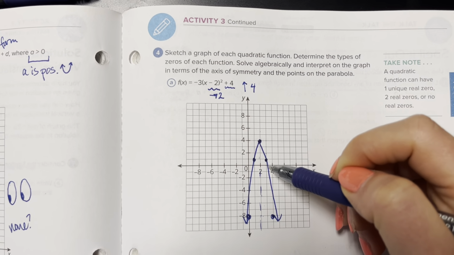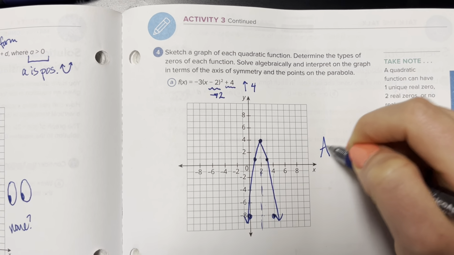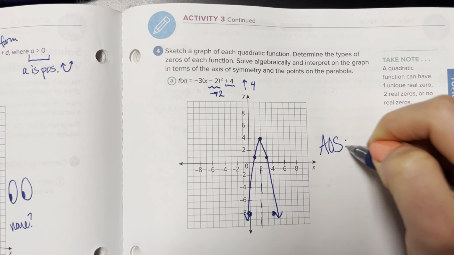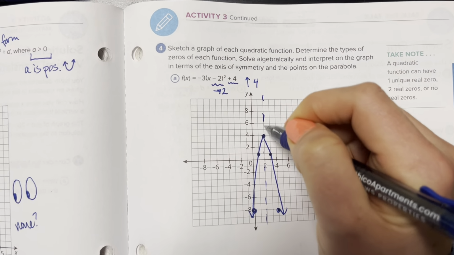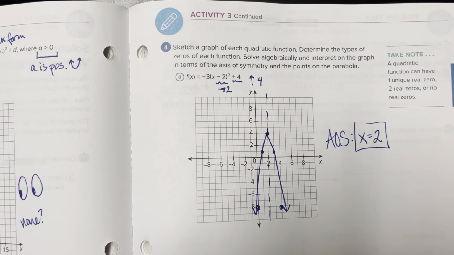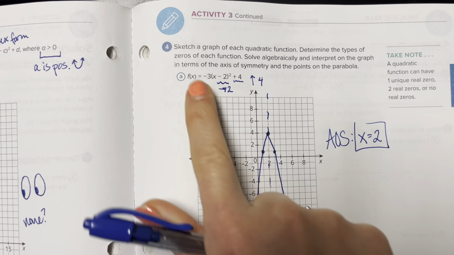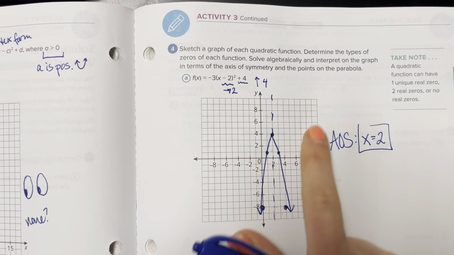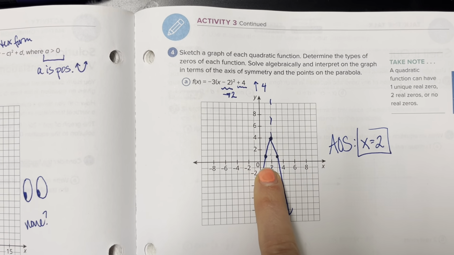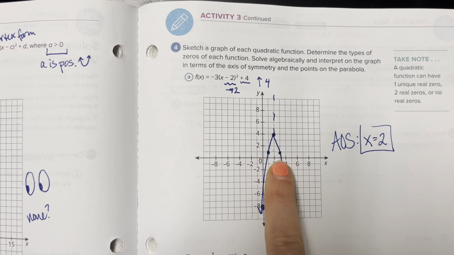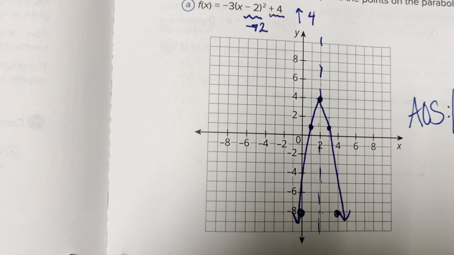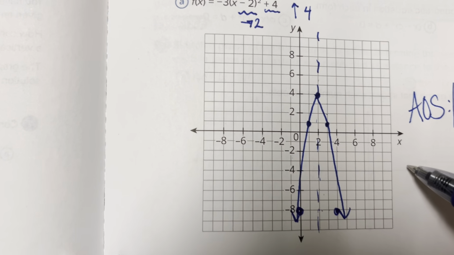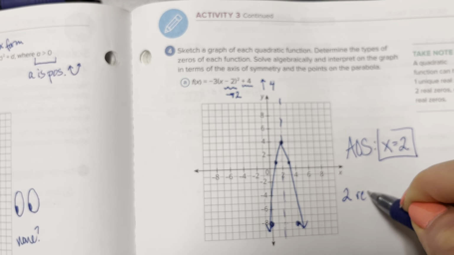So here we see that our axis of symmetry is x equals 2, that line. I kind of dotted it, but this line, x equals 2. And then we are supposed to be figuring out where the zeros are. So these are real numbers. Do you guys see here that where it crosses the x-axis is not on a whole number though? So I'm going to say there are 2 real x-intercepts.